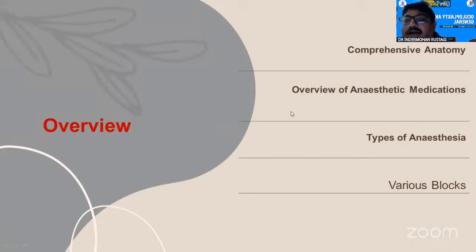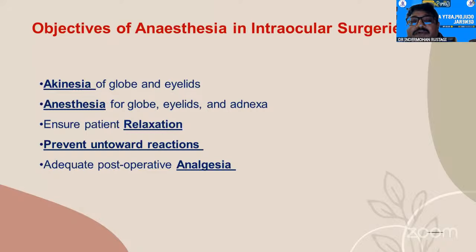So basically, it comprises something about the anatomy, then the mix of the anesthesia and the medication, and the various blocks. The objective of anesthesia in intraocular surgeries is that we have to have akinesia of the globe and the eyelids. Then we have to have proper anesthesia of the globe, eyelids and adnexa. Along with this, we have to have a relaxed patient, and we want to avoid any untoward reaction. All these things mixed with post-operative analgesia would be an ideal anesthesia.